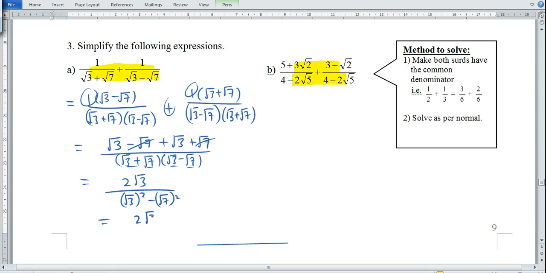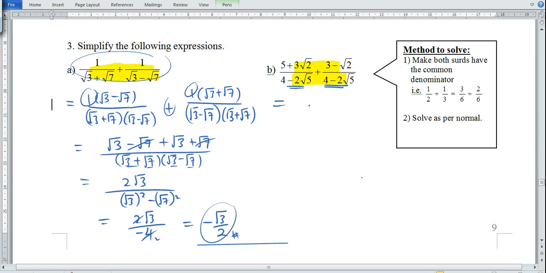Further simplify it all the way, and I'll end up with negative square root 3 over 2. Okay, so you can always check with your calculator. Make sure that the original question, when you evaluate it on the calculator, is the same value as the final answer on the calculator.